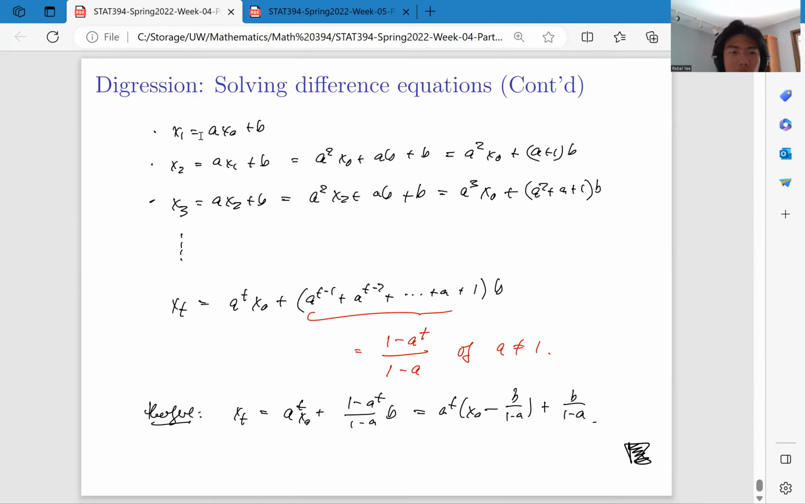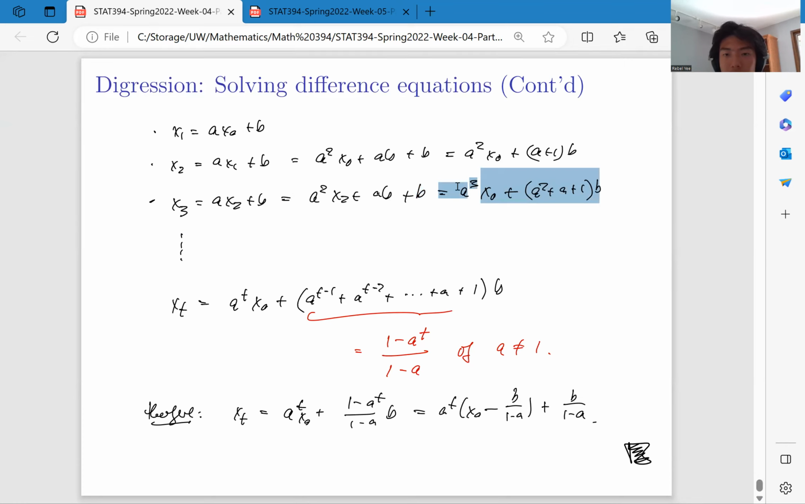If we plug x1 equal to a times x0 plus b into the second equation, we get a square times x0 plus ab plus b, and this can be simplified into a square x0 plus (a plus 1) b. Then for x3, we plug this formula into x2, and we find a to the power 3 times x0 plus a squared times (a plus 1) times b.